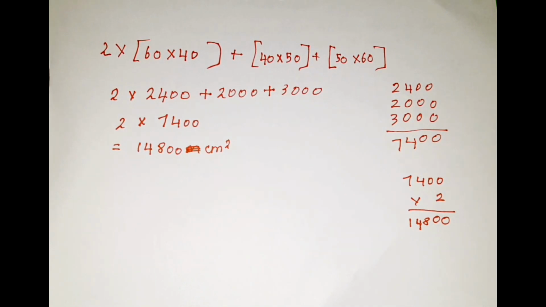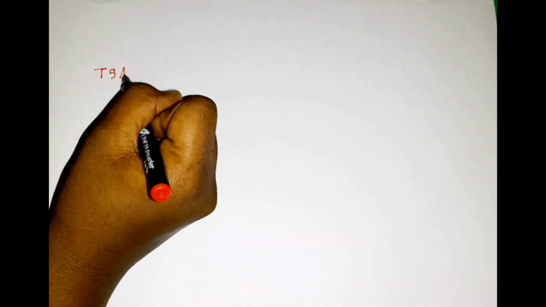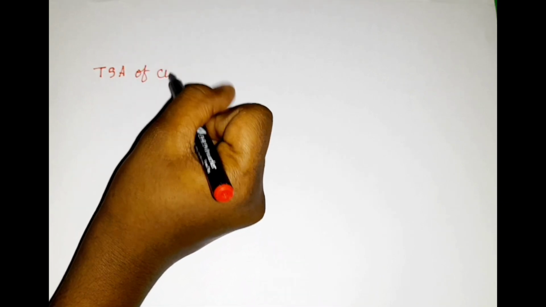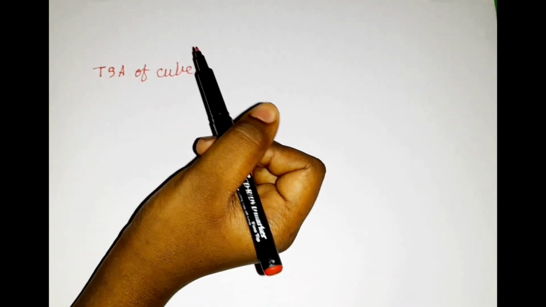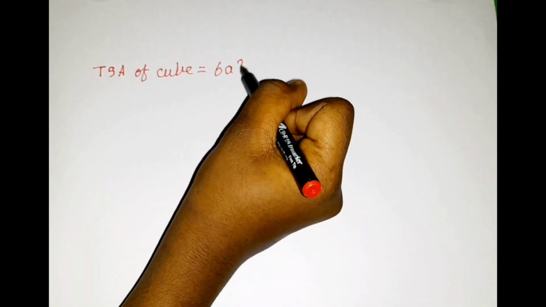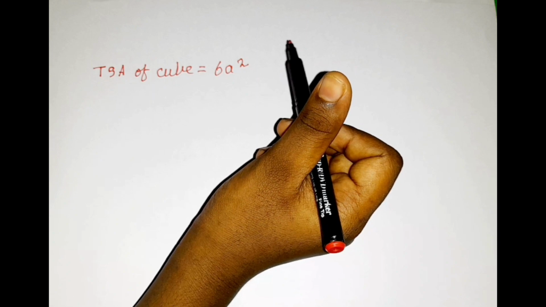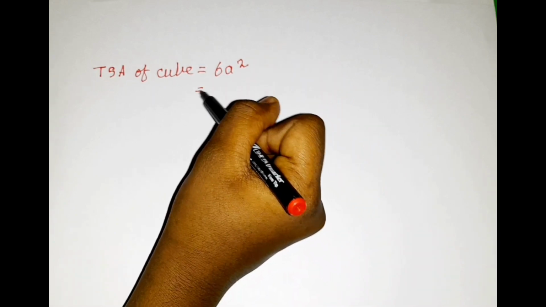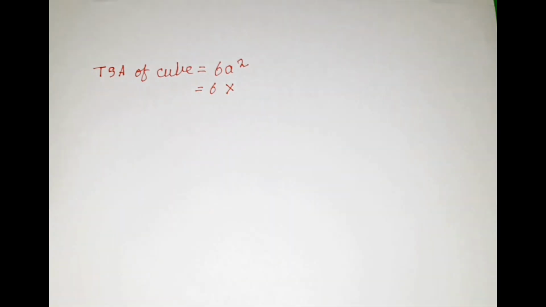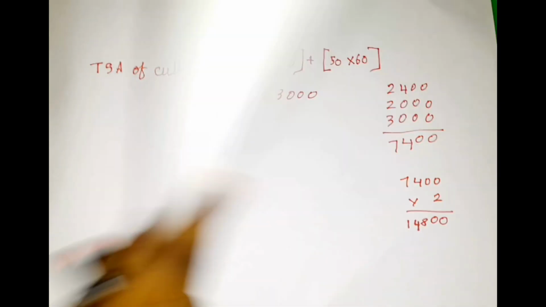So now we are going to be finding the area for the cube. Not the area, the TSA, we say it as TSA. So now let me show you guys the TSA of the cube. The TSA of cube is 6a square. It's really important. So here we have the value for 6. What does the a mean? It means side. So what is the side value for the cube?